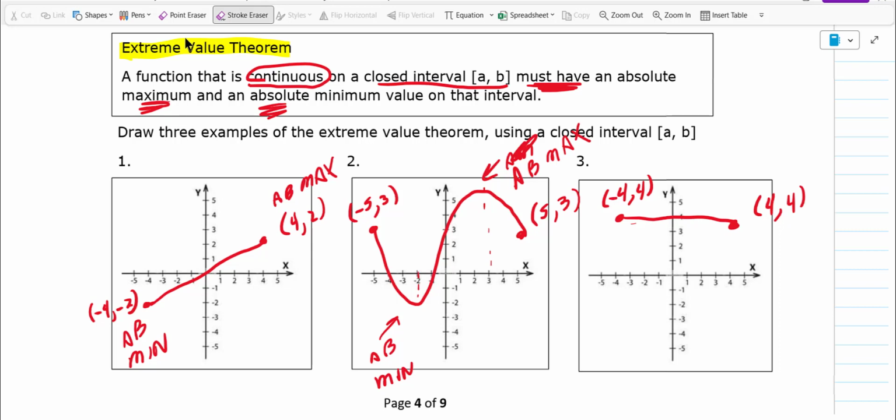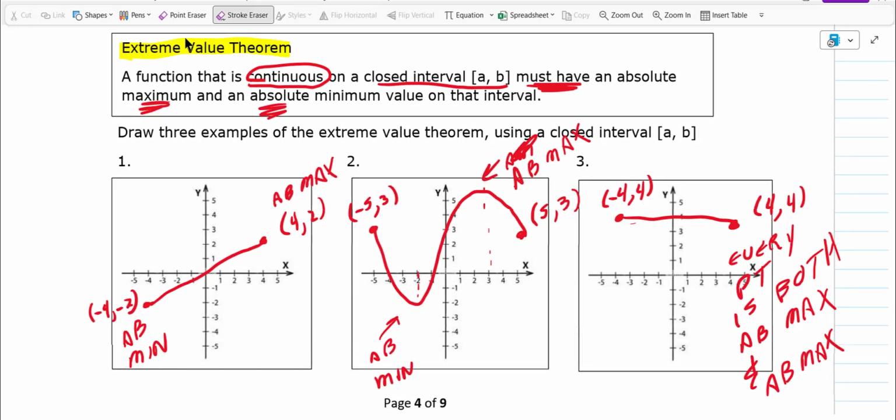Yeah, they're both 4. So actually in this thing, this is kind of weird, every point is both an absolute max and an absolute min at the same time. The reason for that, if you go back to the definition of an absolute max, is that the y value has to be greater than or equal to every other point. The definition allows for equality, so every point has a y value of 4, so it's an absolute max and absolute min at the same time.